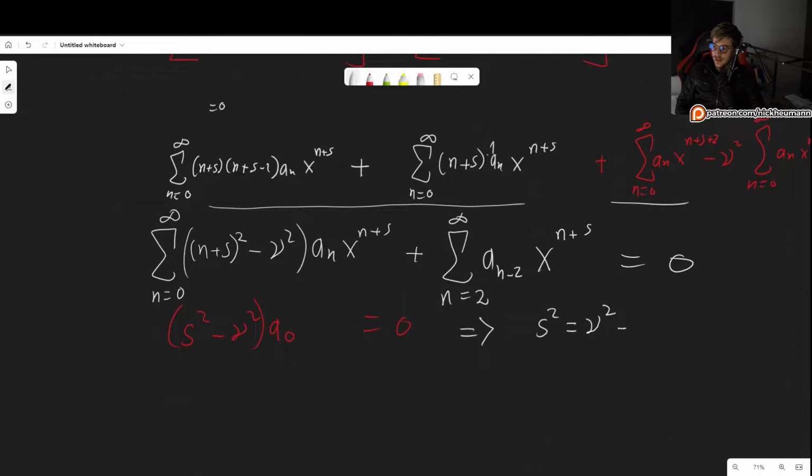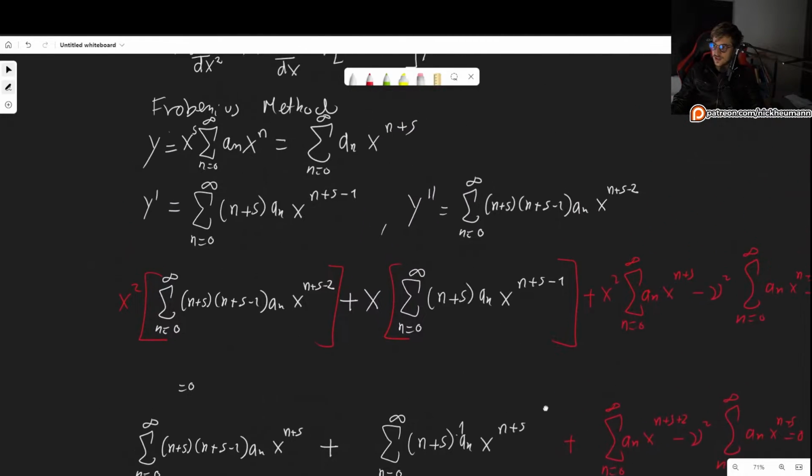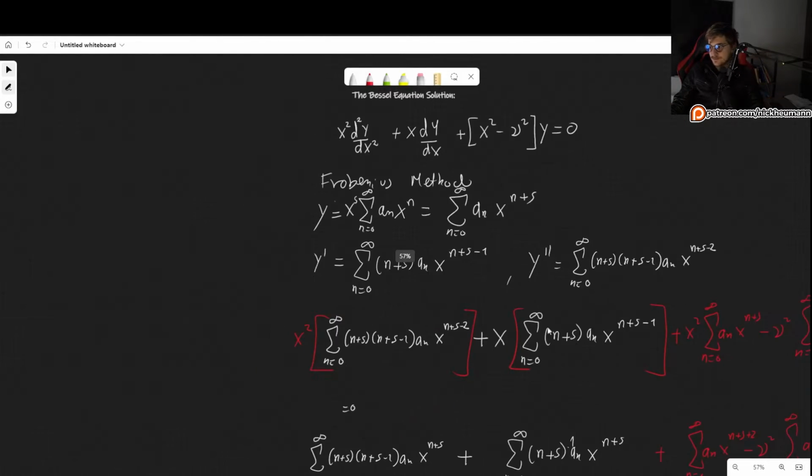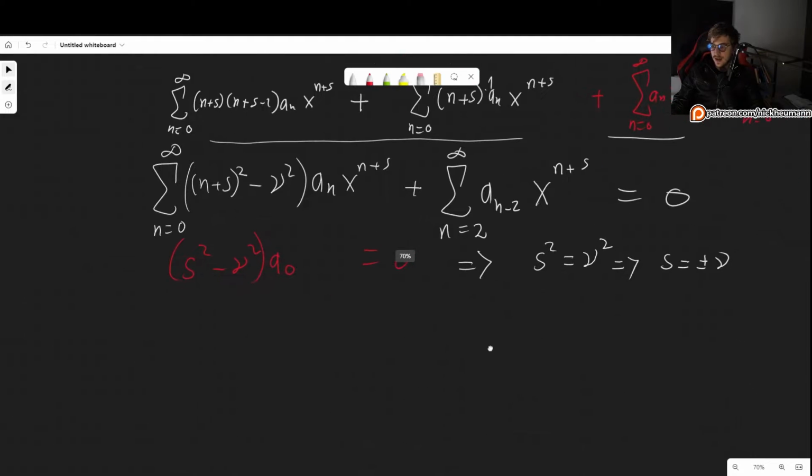So here we found our condition for the power s, the power that we introduced in this Frobenius method. So s has to be plus or minus nu. And nu is, of course, the constant, just as a reminder. Nu is the constant in this equation. So there we go. That comes from the first term. This is often called the indicial equation, which is the equation for n equals 0.